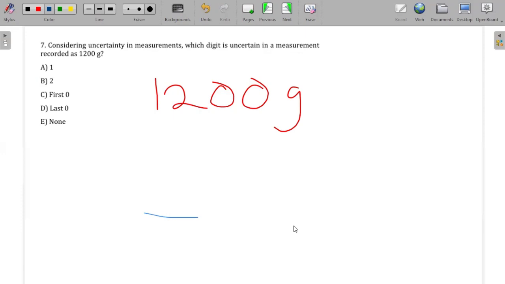Okay, so in that number there, which digit is uncertain? Anyone? Which digit is uncertain in this number here?